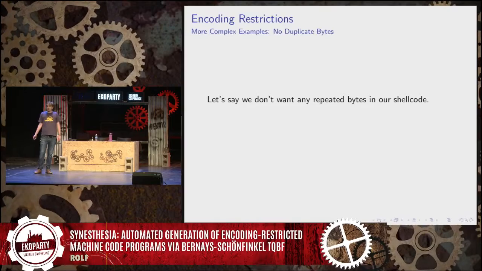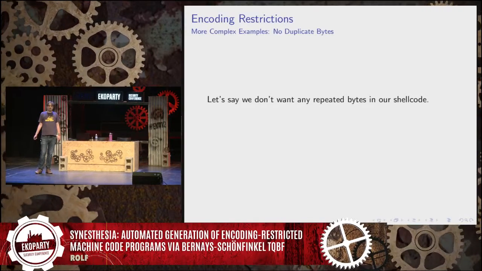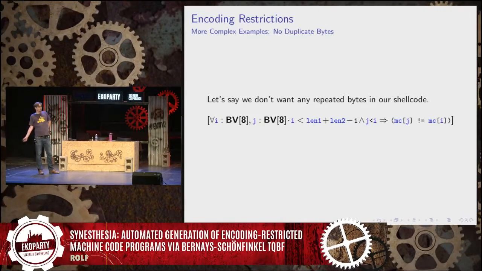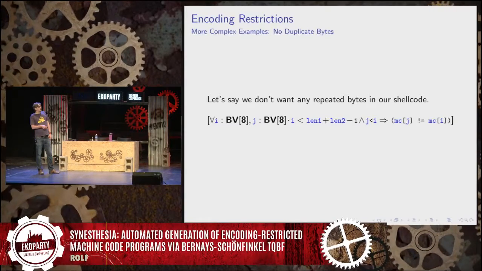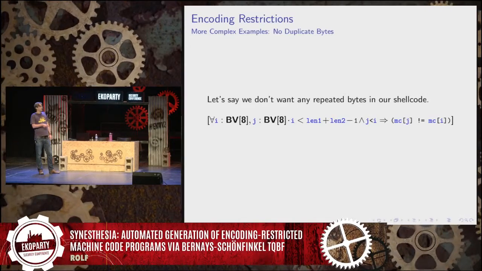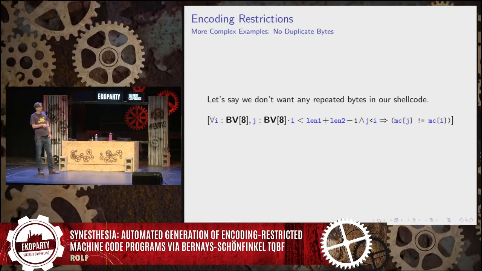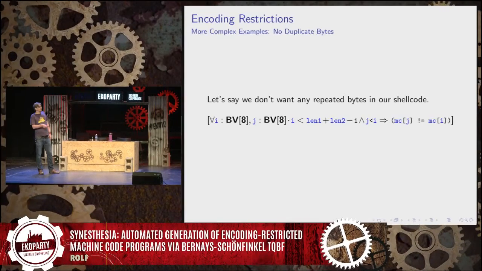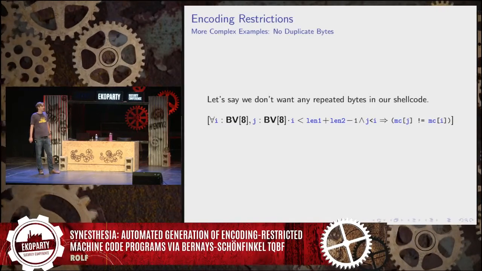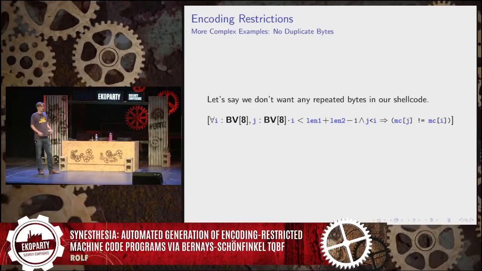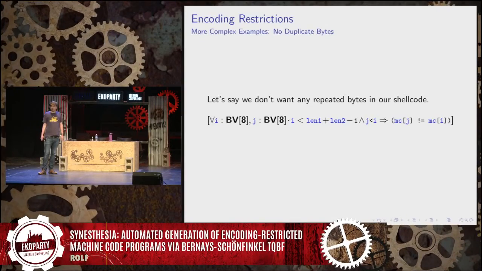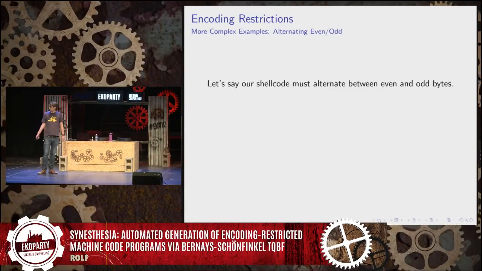Let's say I don't want any repeated bytes in my shellcode, where every byte in my shellcode has to be different from every other byte. Now I just use 2 of these universal quantifiers. I say, so I is somewhere within the machine code, and j is less than I, and then I say the byte at position j is not equal to the byte at position I. Just specifying that no 2 bytes within the shellcode have the same value, and then I can solve that and get shellcode that doesn't have any repeated bytes in it.